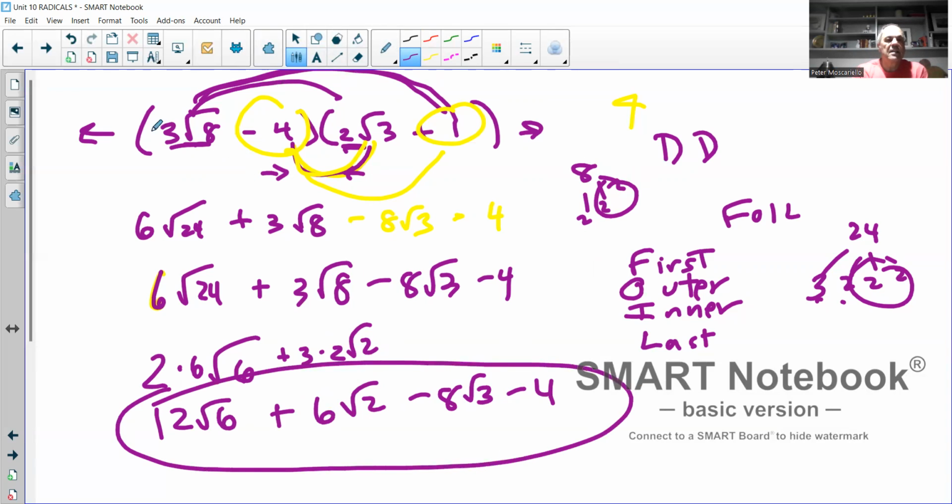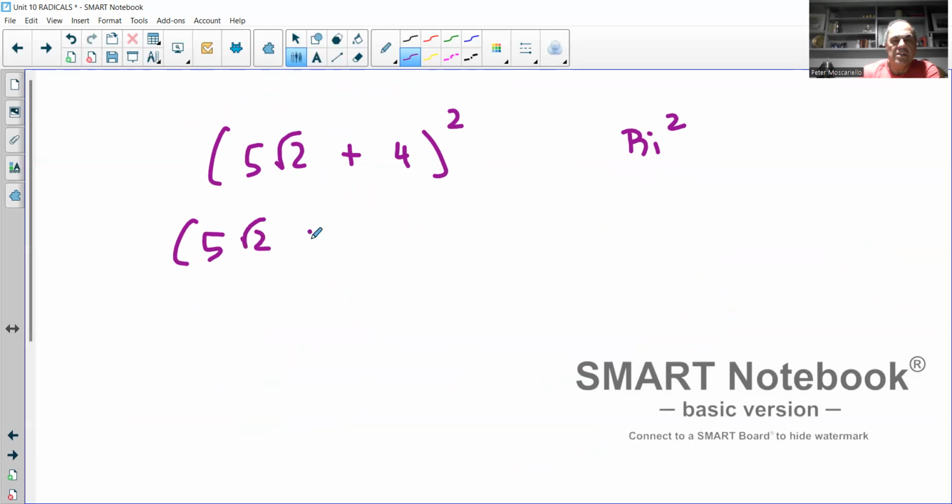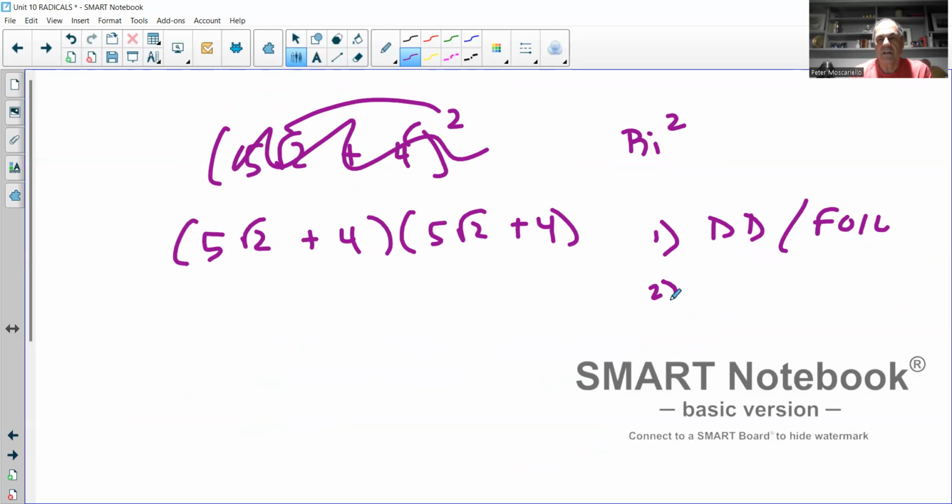Okay? Then you're going to see one like this. It's a binomial being squared. And the way you do this is you have to write it out twice, like this. And then do your double distributive or your FOIL. There's no shortcut. You can't just square this and square this. Doesn't work. Write it out twice. So your steps are double distributive or FOIL, if you want to call it, then sock drawer, and then maybe collect like terms.